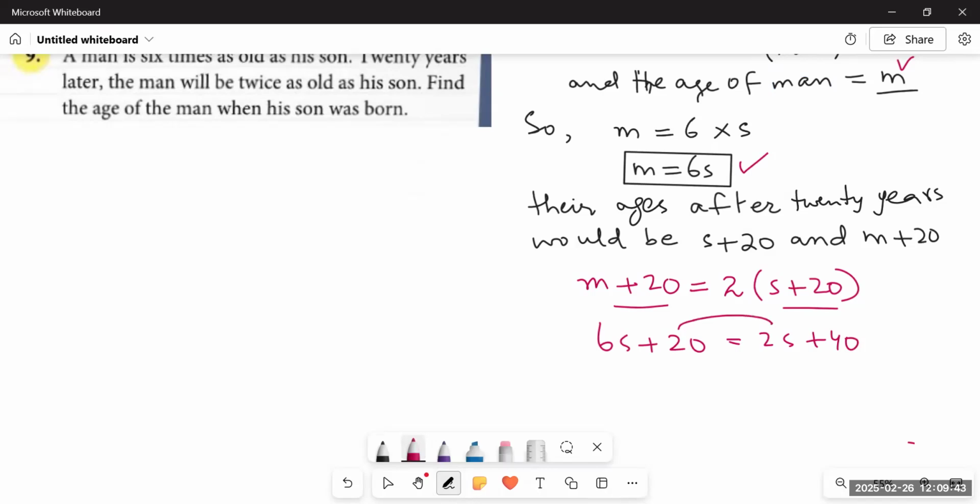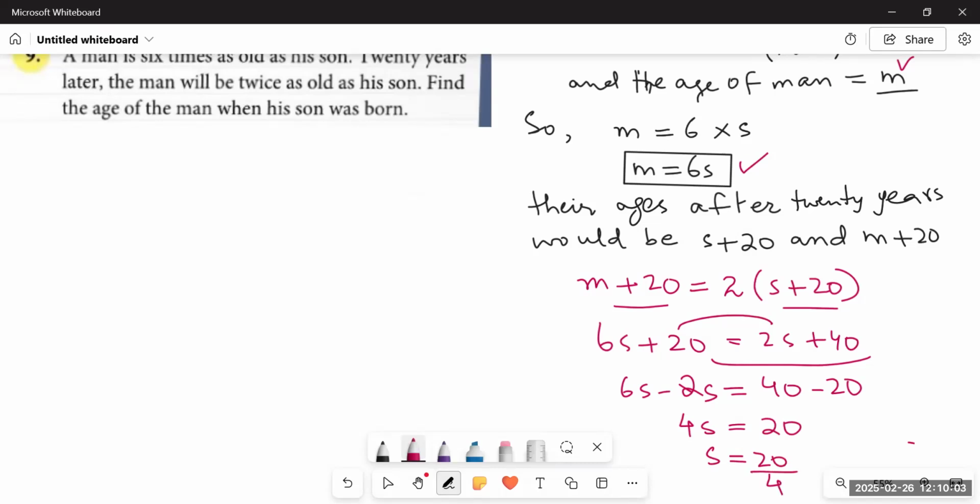Now I'll shift this 2s to the left hand side and 20 to the right hand side. It becomes 6s minus 2s is equal to 40 minus 20. And then it would be 4s is equal to 20, and s is equal to 5.